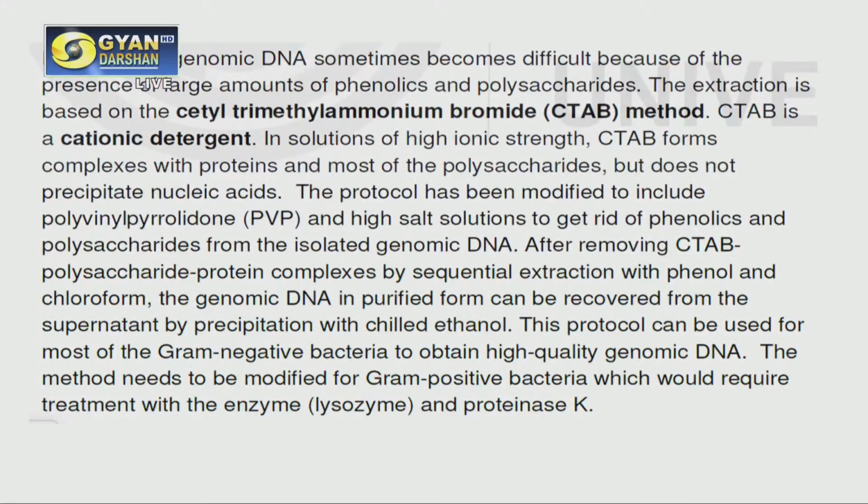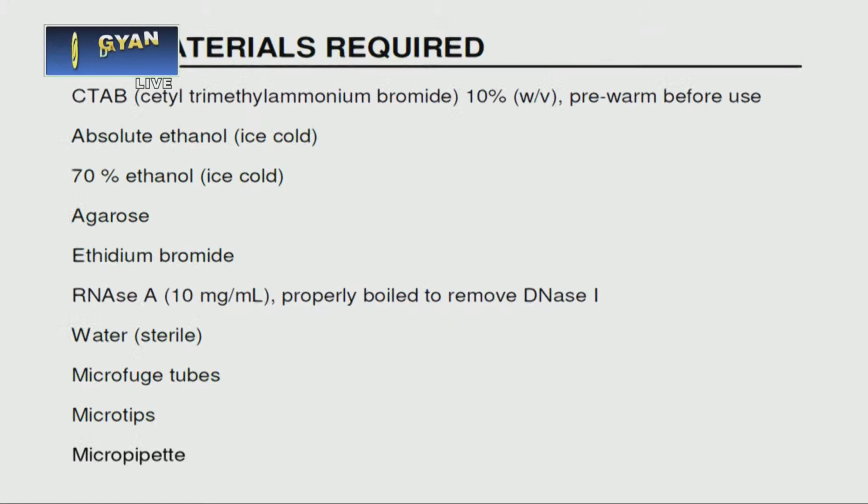Alternately, you can also use isopropanol for precipitating the DNA or the nucleic acids. Now, you can follow this protocol for the bacteria also. That is because we are today mostly talking about the isolation of genomic DNA from the bacterial cells. So what are the materials required for this experiment?